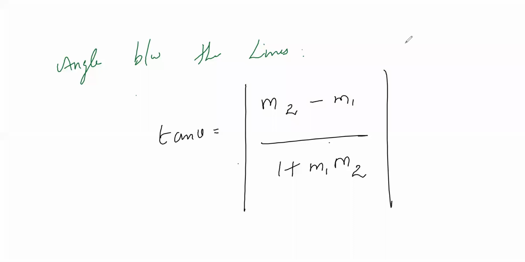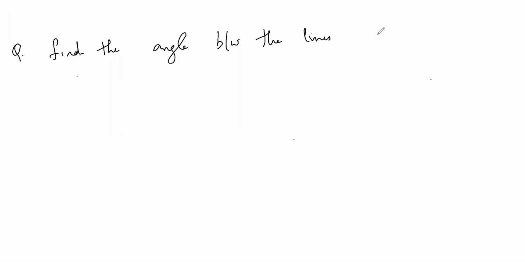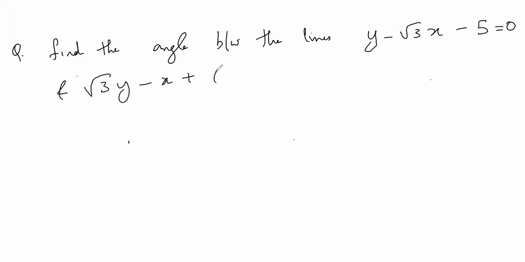So this is the angle between the lines formula. Tan theta is equal to m2 minus m1 by 1 plus m1 m2, where m1 and m2 are the slopes of the two lines respectively. That's it. So let's do a problem for this. Find the angle between the lines y minus root 3x minus 5 is equal to 0 and root 3y minus x plus 6 is equal to 0.